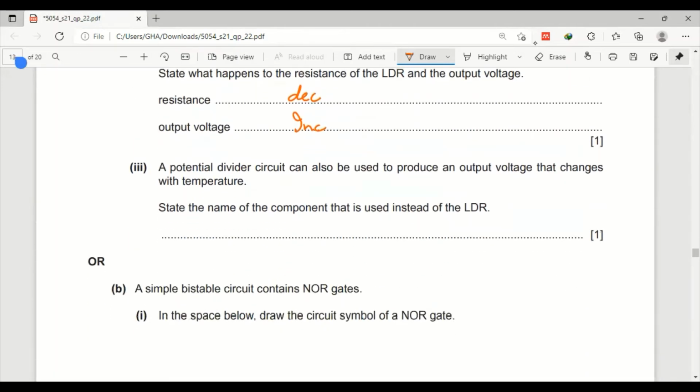Next is, a potential divider circuit can also be used to produce an output voltage that changes with temperature. State the name of the component. Yes, thermistor. Resistance of the thermistor changes with temperature.